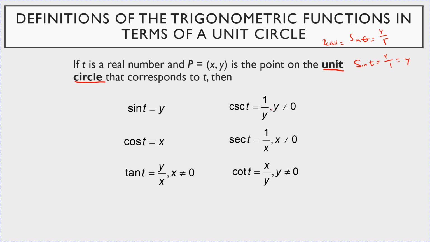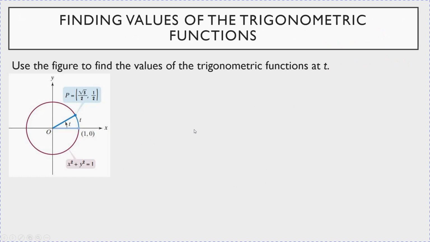Cosecant of t is just 1 over y. Secant of t is just 1 over the x value. Cotangent of t is x over y here. All right, so let me pick a point on the unit circle, and then let's go through and find the trig functions here. Use this figure.